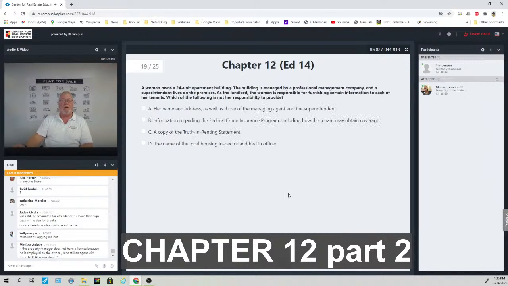Number 19. A woman owns a 24-unit apartment building. The building is managed by a professional management company and the superintendent lives on the premises. As the landlord, the woman is responsible for furnishing certain information to each of her tenants. Which of the following is not her responsibility to provide?